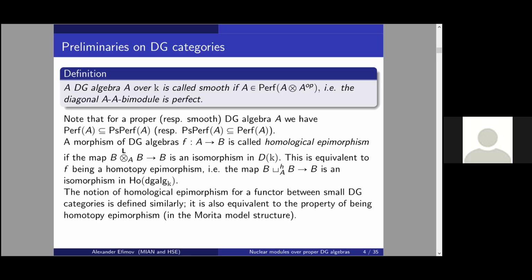The notion of homological epimorphism also makes sense, in a similar way, for a functor between small DG categories. It is equivalent, again, to the property of being a homotopy epimorphism in the Morita model structure, where you invert Morita equivalences.